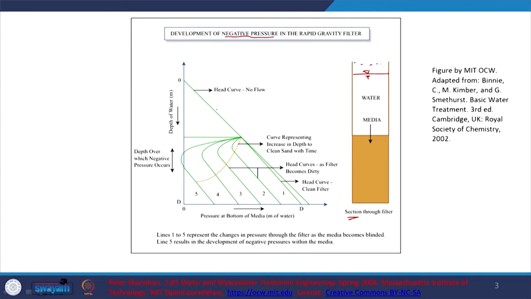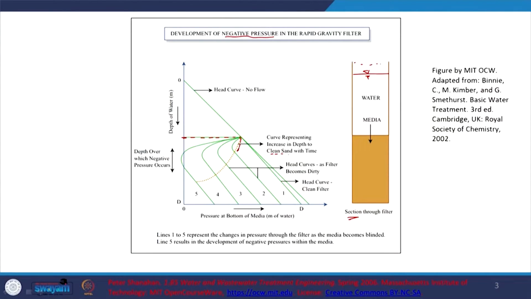This is the cross section obviously, and this is the media. So, we see this obviously with increasing depth in water, increasing head, and this is where the media starts. And here we see a curve, and this curve gives us the depth to clean sand. Initially clean sand is available right here, but after operation of the filter over a certain period of time, this initial top layer is not very clean. So, to reach this clean sand layer you are going to have to go deeper and deeper. So, that is what it means: the curve represents the increase in depth to clean sand with time.